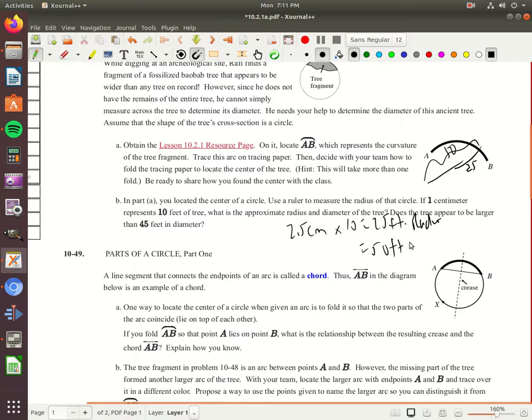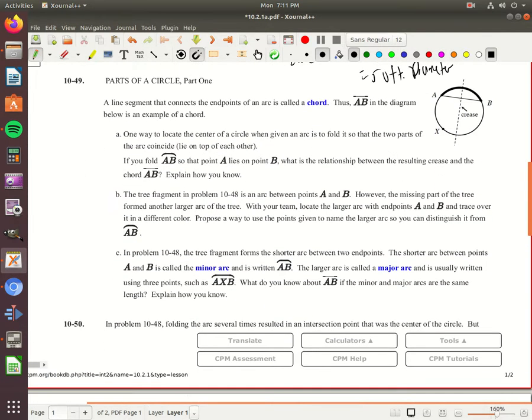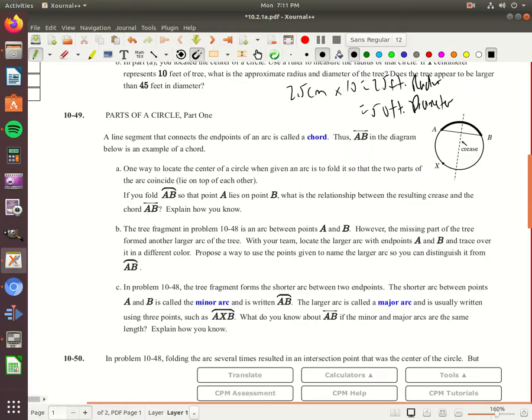So that would be bigger. He found part of the world's biggest tree, because up to this point, 45 diameter was the biggest, but we had a 25 radius, which doubles to a 50 diameter. So there you go. He found the biggest tree. Good for Rafi or Rami or whatever his name was.